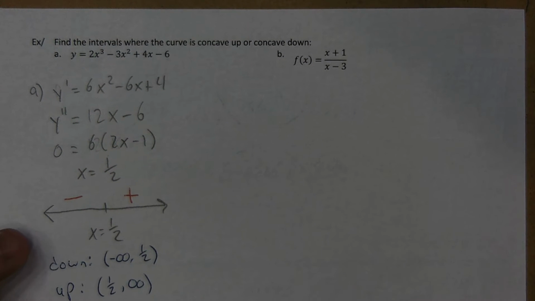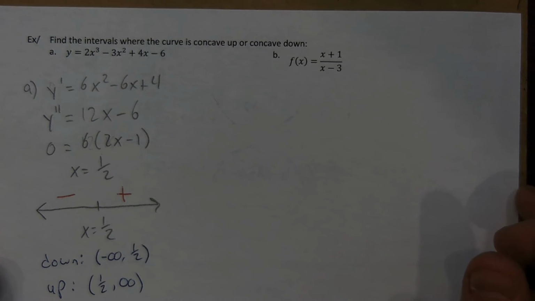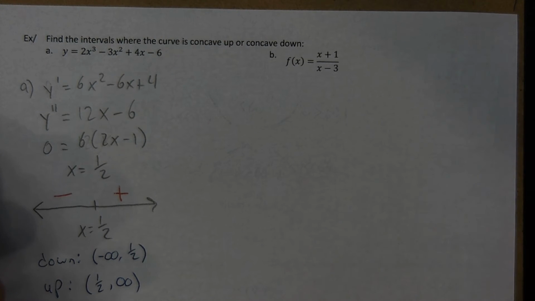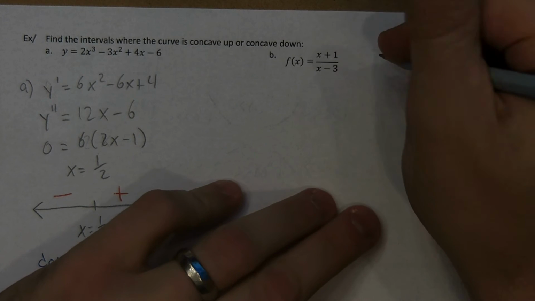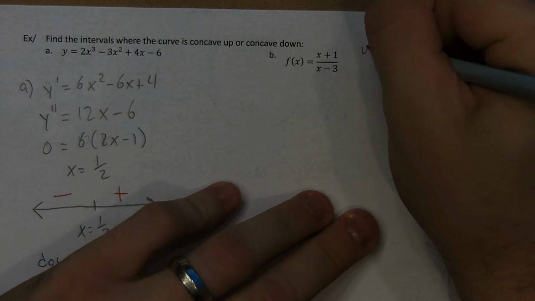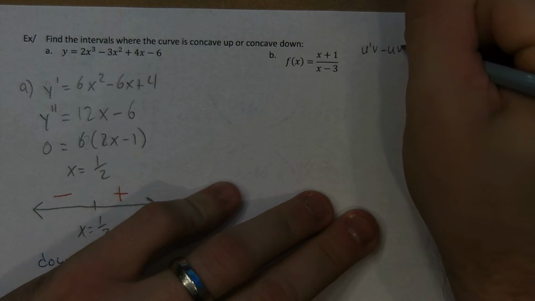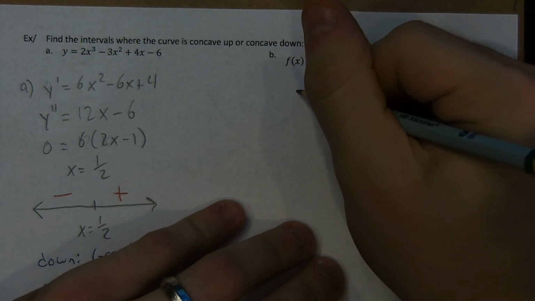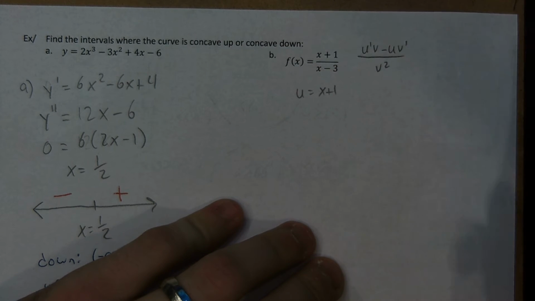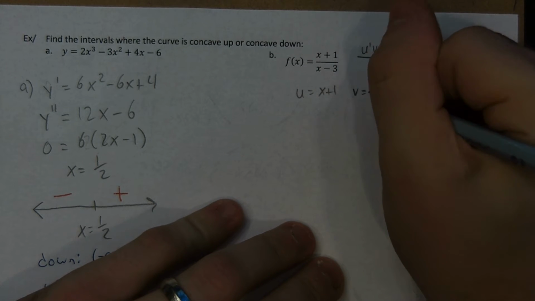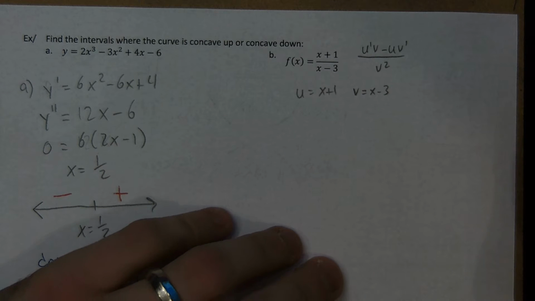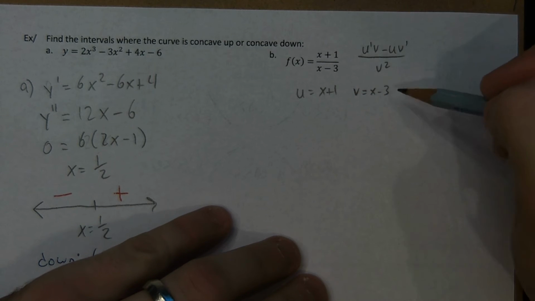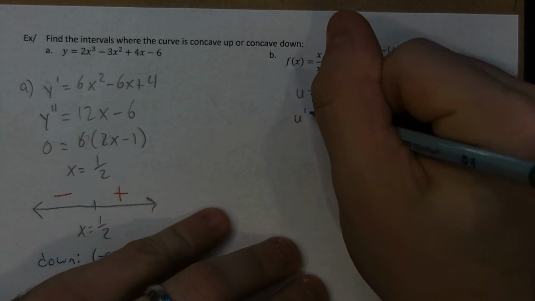B. Oh boy. Well, it's a fraction. That means in order to find its first derivative, we are going to have to use the quotient rule. So we have u prime v minus u v prime all over v squared, where u is x plus 1 and v is x minus 3. Now the authors were nice to us here because both u prime and v prime are 1. Thank goodness.